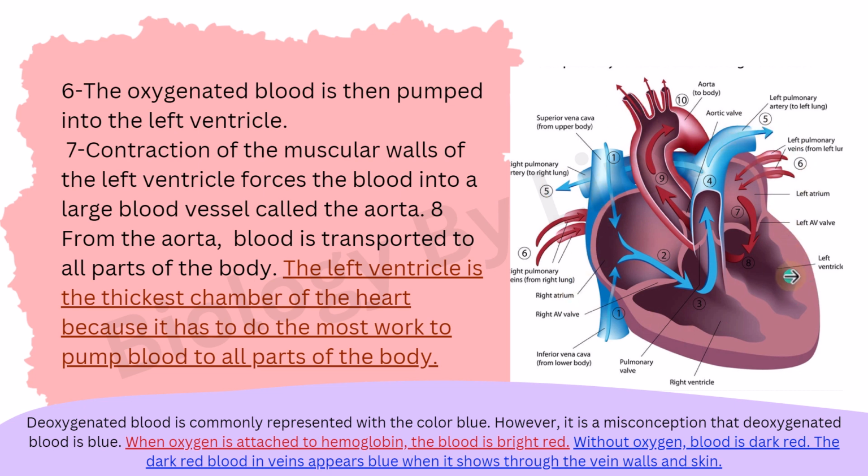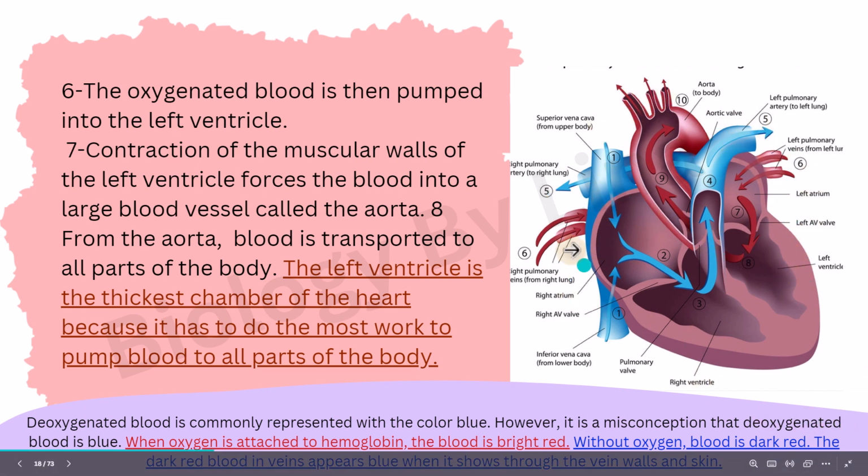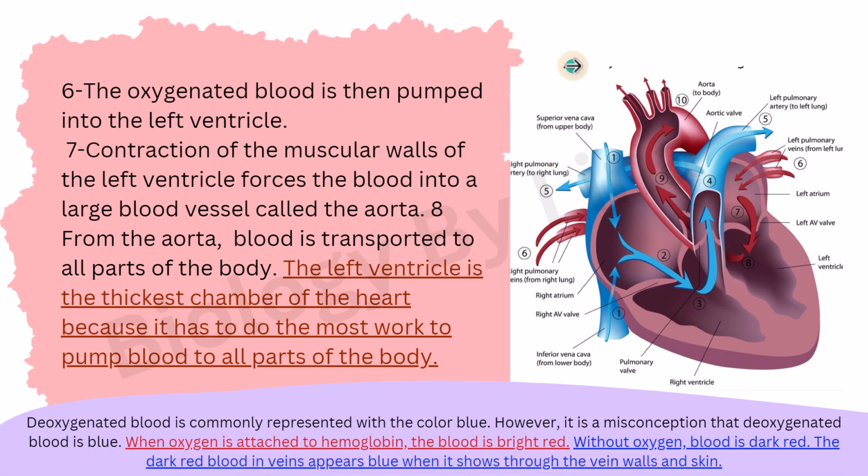Now, how many vessels do we have in the heart? The vessels in the heart, we have 8. We have these 2, and 2, then 3, 4, and these 4. So we have 8 blood vessels.